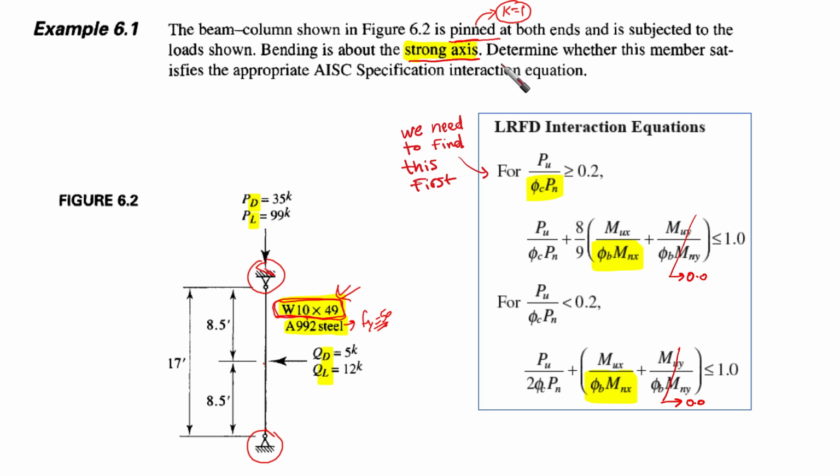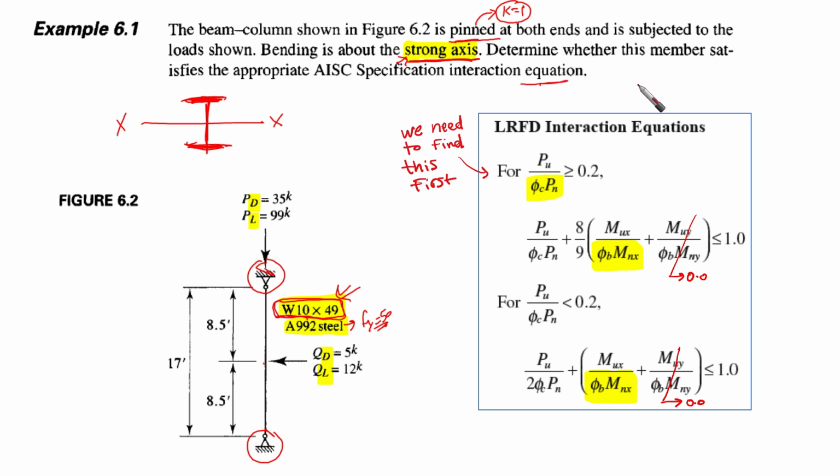So now bending is about the strong axis. Take care of this point, because as I said, this is the strong axis X-X. It has a significance. I'm going to show the significance of this word, strong axis, in the solution steps. This means that you can use the charts of beams, for example, directly without any problem. It's not around the weak axis, it is around the strong axis. Now determine whether this member satisfies the appropriate AISC specification interaction equation or not.